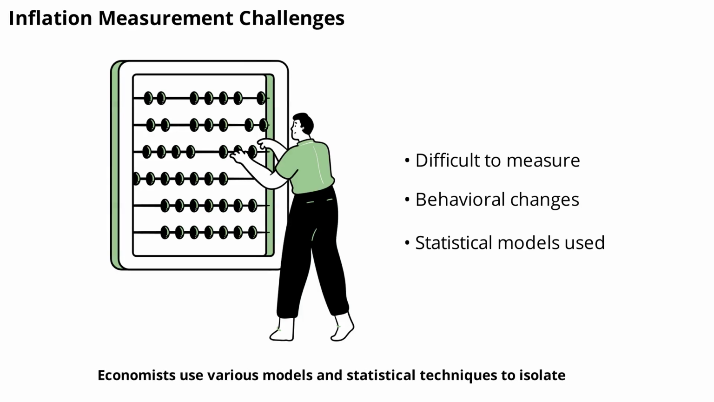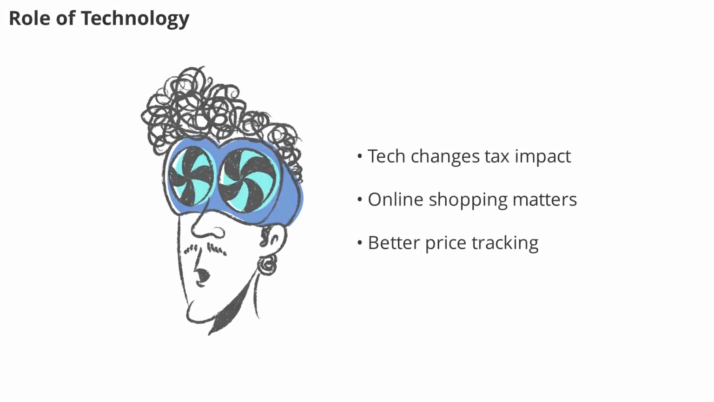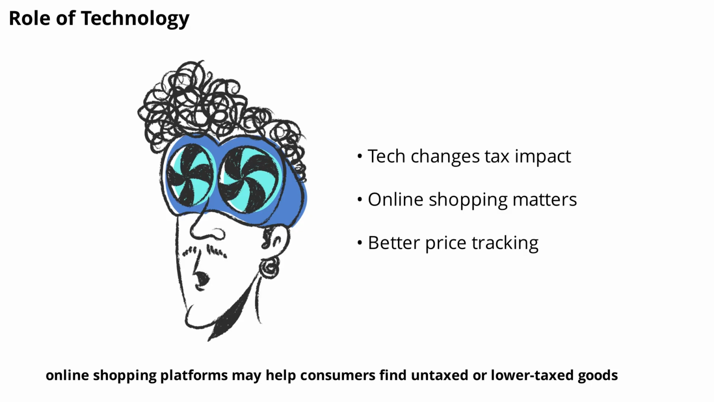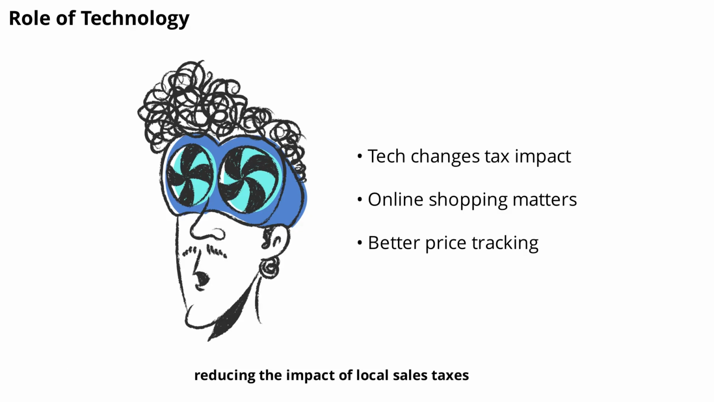Economists use various models and statistical techniques to isolate the effect of taxes from other factors influencing inflation. Advances in technology can change how taxes affect PCE inflation. For example, online shopping platforms may help consumers find untaxed or lower-taxed goods, reducing the impact of local sales taxes. Technology also helps economists track price changes more accurately.